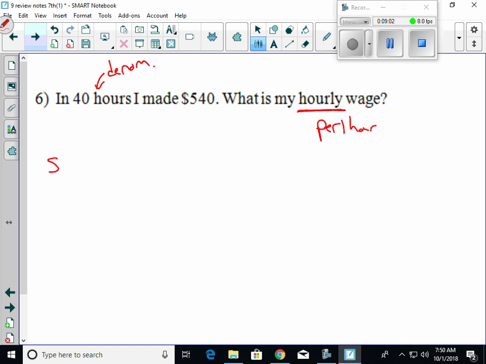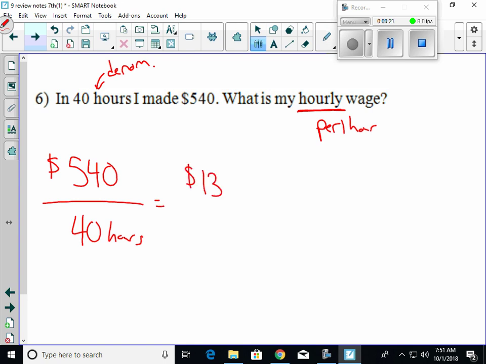You also may remember that cash is king, so money is almost always your numerator. $540 divided by 40 hours. Let's see how much this person makes. 540 divided by 40. This person makes $13.50 per hour. So that's unit rate, finding how much for 1 hour.